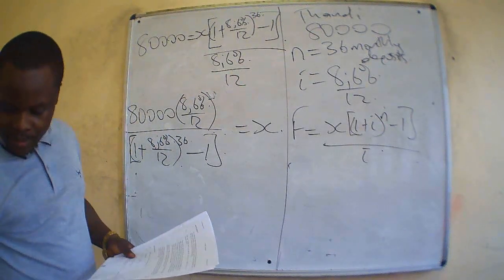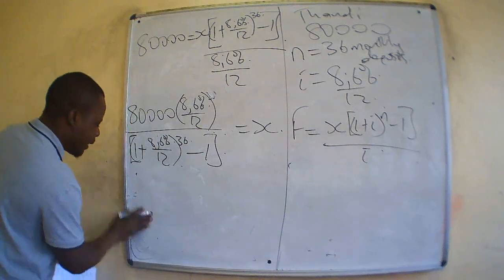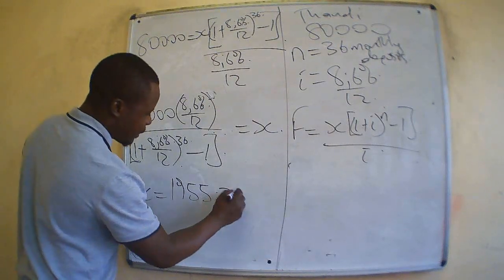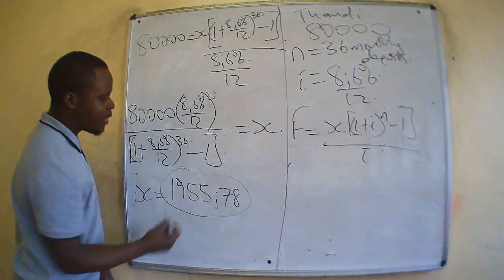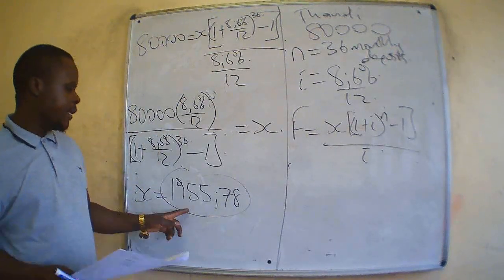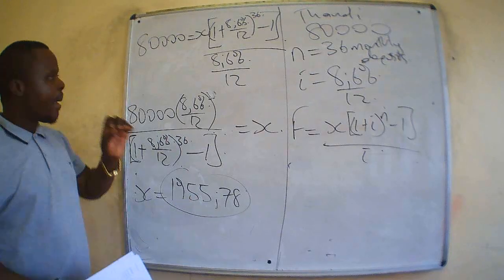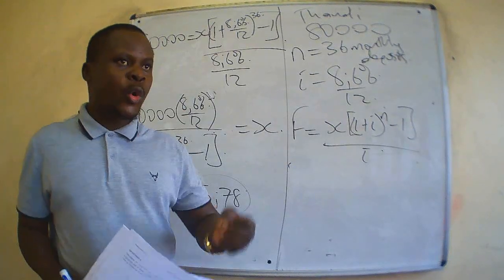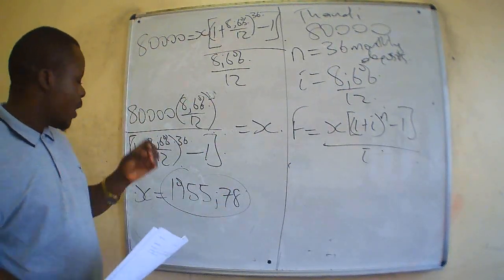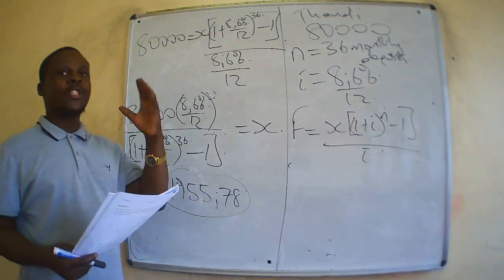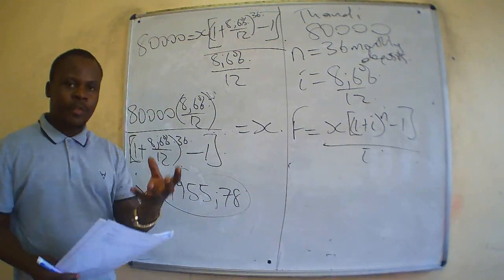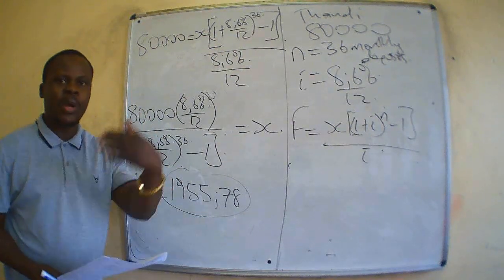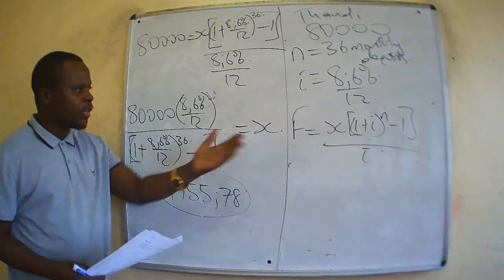Our x value is equal to 1,955.78, which means Tandy will be paying 1,955.78 every month. But in order to understand what the question is asking us to do, we need to know that we are tasked to find the difference between their total deposits. That is the amount they were depositing every month, before we take interest into account, over their different periods.